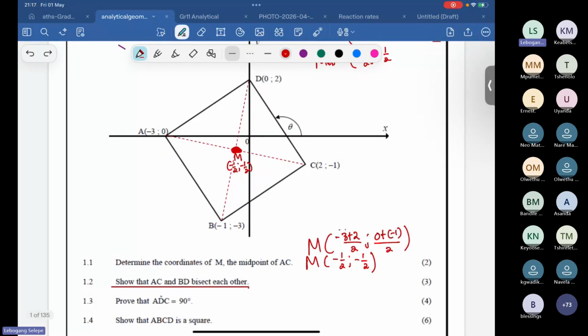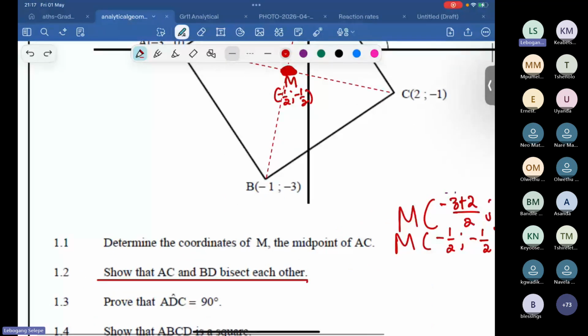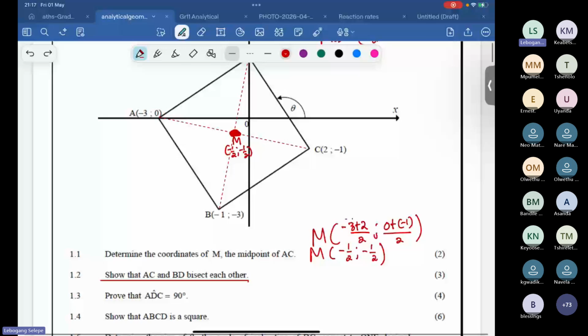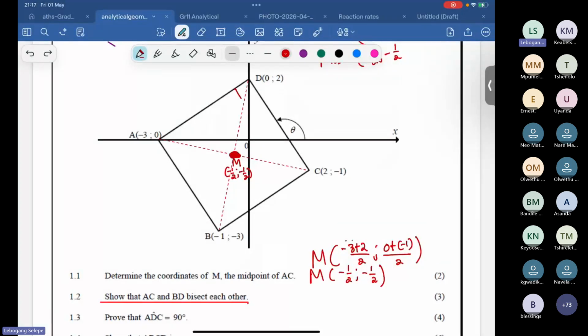And then now the examiner says to us, prove that ADC, you can see it right here. This is our ADC right here. They're saying it must be proven to be 90. Yes?